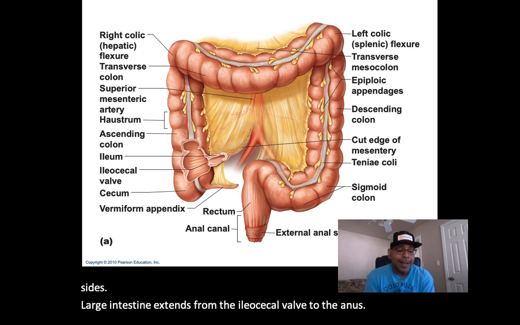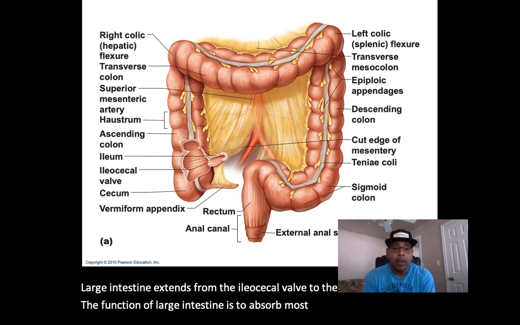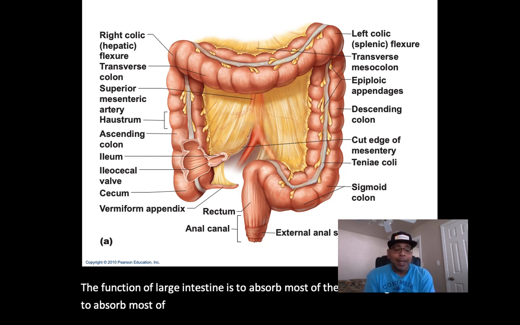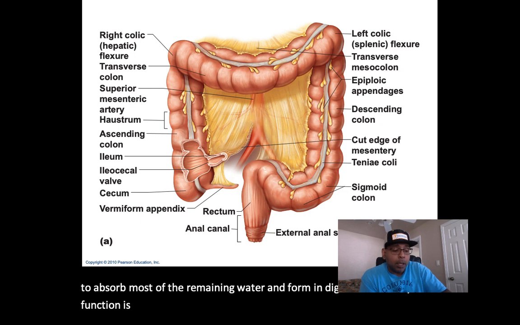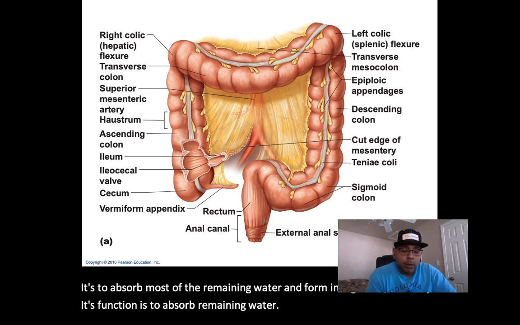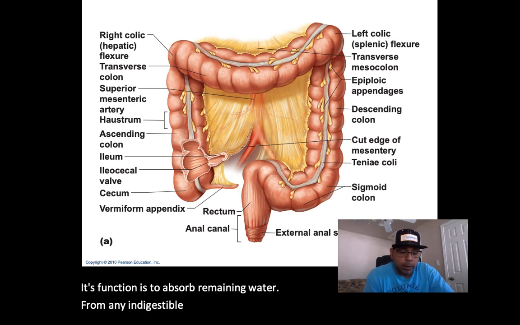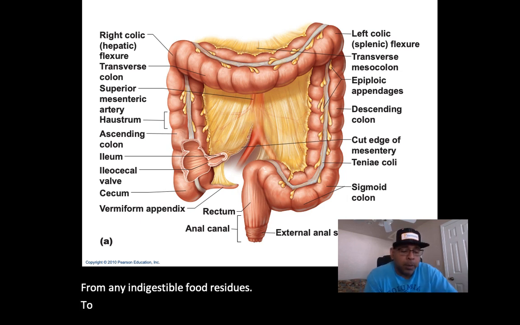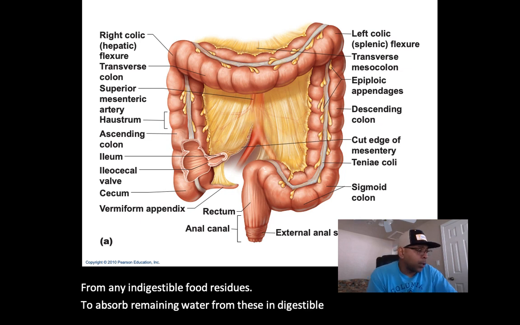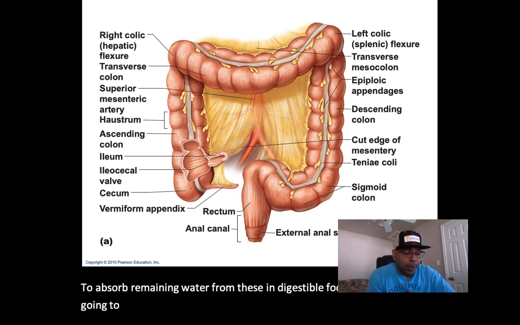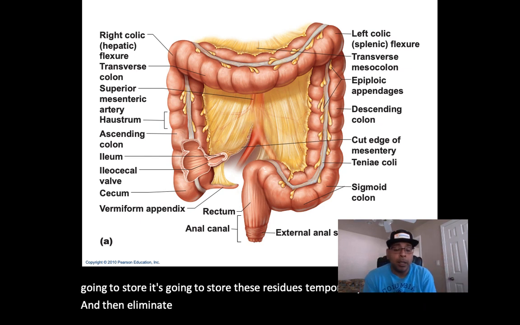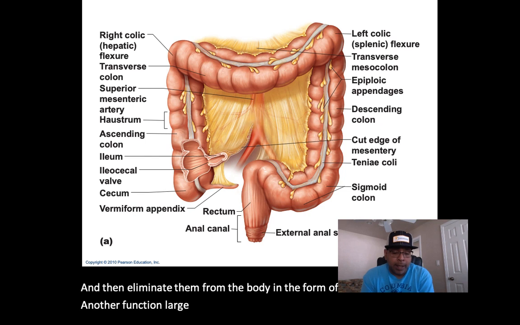The function of the large intestine is to absorb most of the remaining water from any indigestible food residues. It's also going to store these residues temporarily and then eliminate them from the body in the form of feces. Another function: the large intestine is going to synthesize K and B vitamins.